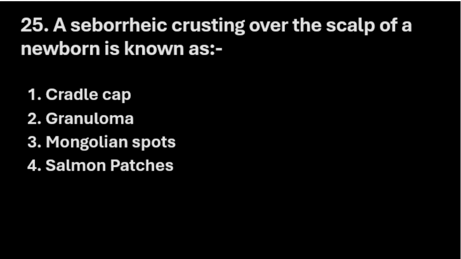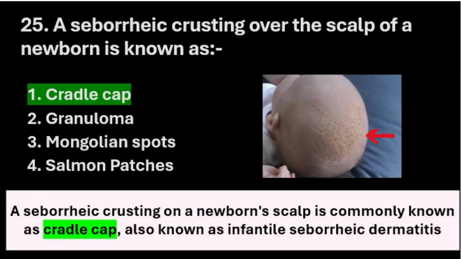Last question of this session. A seborrheic crust over the scalp of a newborn is known as option 1, cradle cap, option 2, granuloma, option 3, Mongolian spots, and option 4, salmon patches. The right answer here is option 1, cradle cap.